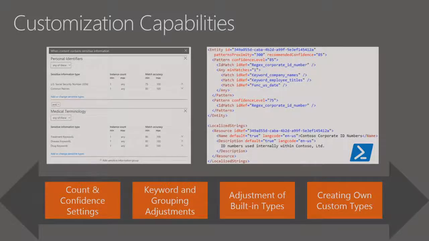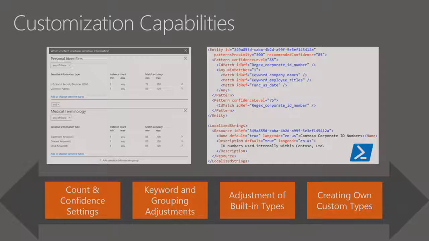So, keyword and grouping adjustments. It's an interesting new concept that we're going to be releasing soon, in terms of being able to create more sophisticated DLP detections through groupings of items. And then adjustment of built-in types.